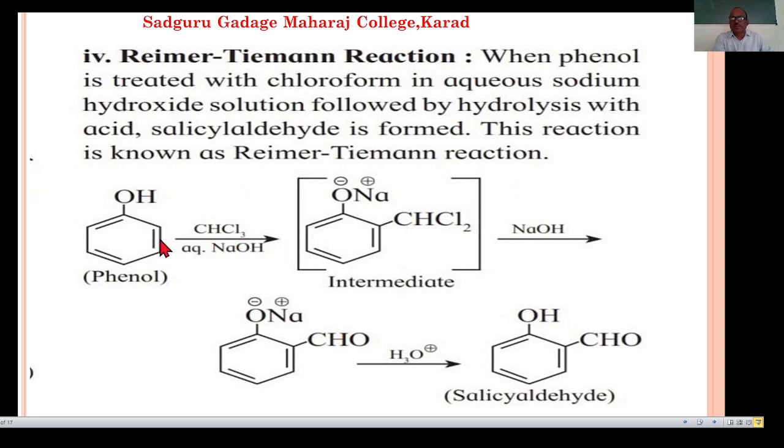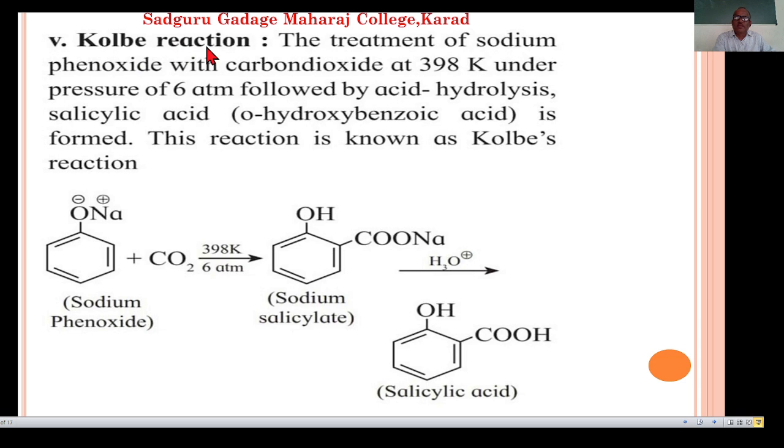In the reaction given here, phenol reacts with chloroform in aqueous NaOH. The intermediate is formed, and then the intermediate again reacts with NaOH. It gives this product. And on acid hydrolysis, the final product is salicylaldehyde. So this is also called Reimer-Tiemann reaction. And this is a very important reaction asked in your board exam for 2 marks: Explain Reimer-Tiemann reaction.